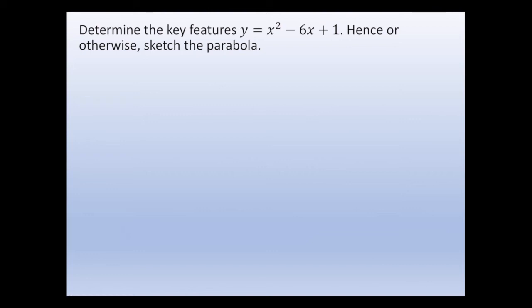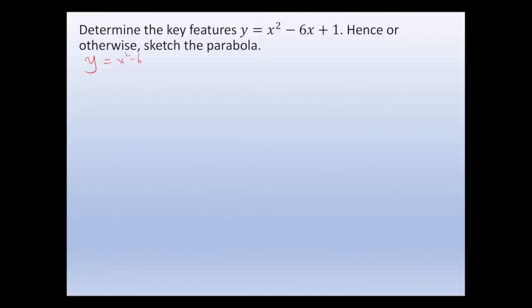Alright, now let's do this. Determine the key features of y equals x squared minus 6x plus 1. I want you to turn x squared minus 6x plus 1 into the turning point form. How do you do that? You actually do so by completing the square. Pause the video for a while, and do the completing of the square for this.